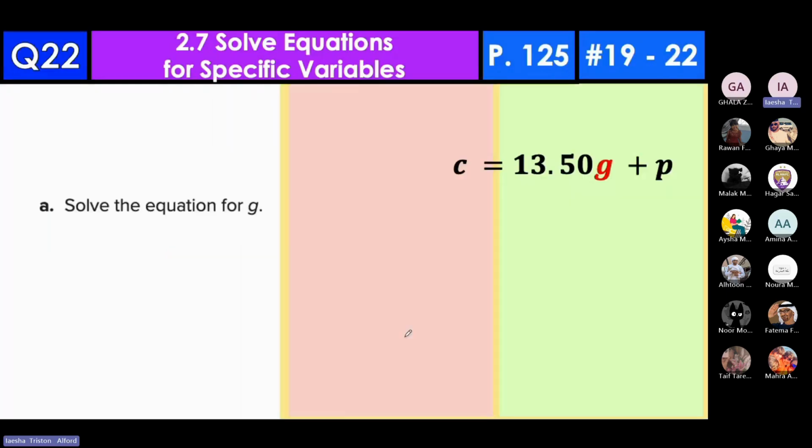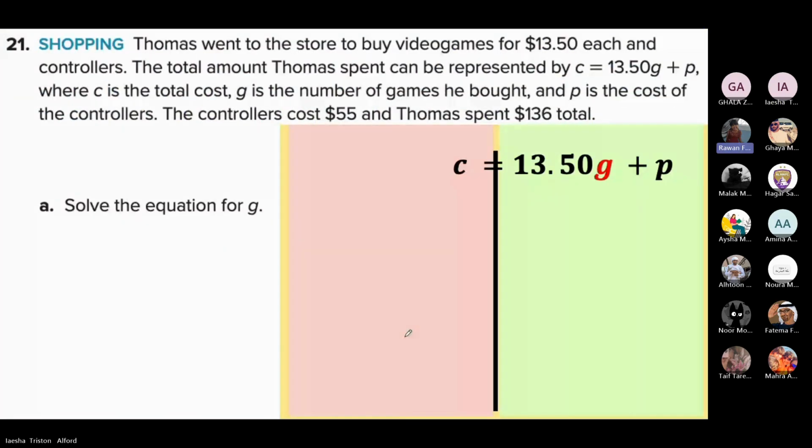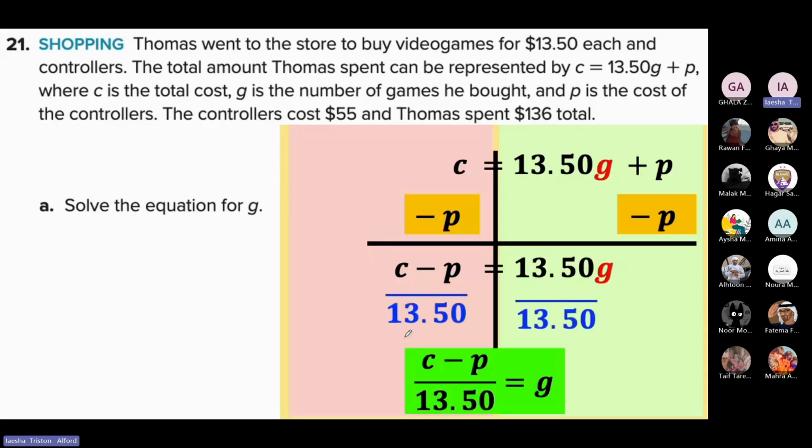Try again. They want G. Negative P both sides. You get this. Divide 13.50 both sides. So you get that. If you can do this one, 4 marks.